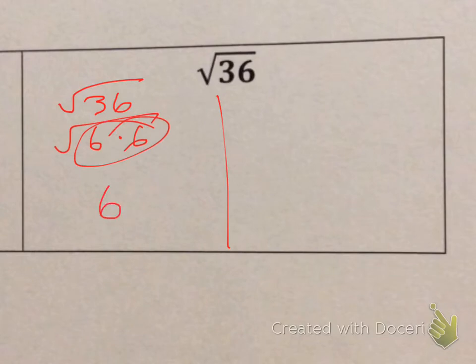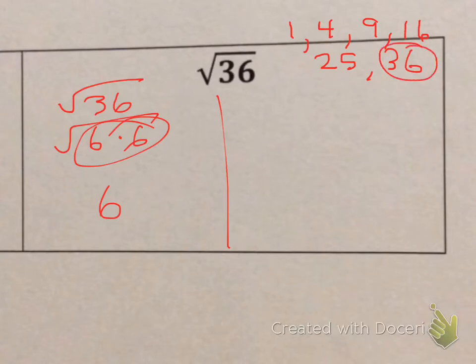I could also do it another way, and I could think of my perfect square numbers. I know 1 times 1 is 1, 2 times 2 is 4, 3 times 3 is 9, 4 times 4 is 16, 5 times 5 is 25, and 6 times 6 is 36. So if I just make my list of perfect square numbers and then I count them, this is 1, that is 2, here's my third one, 4, 5, and 6. My answer is going to be 6 on that because 36 is 6 times 6. So just a couple of different ways to look at it.